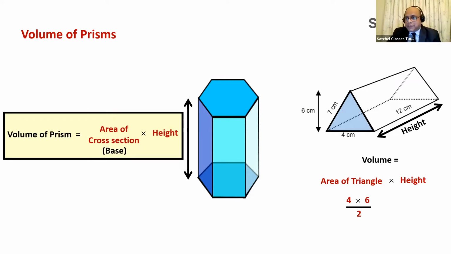And the height of the prism is the dimension, which is 12 centimeters long, because along that dimension, the triangular base is the same cross section, right? So we multiply the area of the base by the height of the prism, which is 12 centimeters, right? So the final answer would then be 144 centimeter cube. So remember this, for any prism, volume is given by area of the cross section multiplied by height.